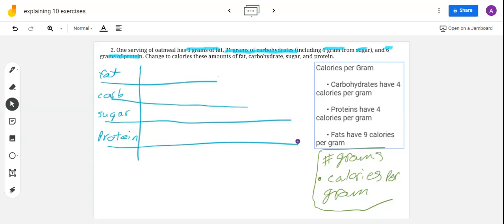Right? Do it like that. So for fat, you have 3 grams. So times that by 9 calories, and you would get your answer. With carbs, it says 31 grams, so you times that by 4. For your sugar, it would also be by 4. So 1 gram times 4 calories. Okay.